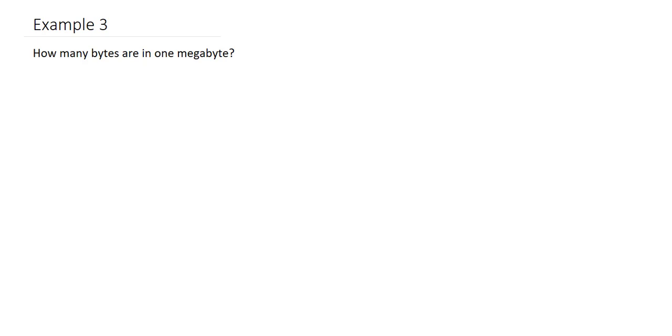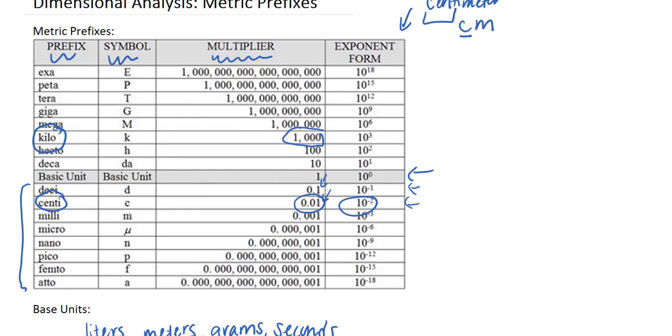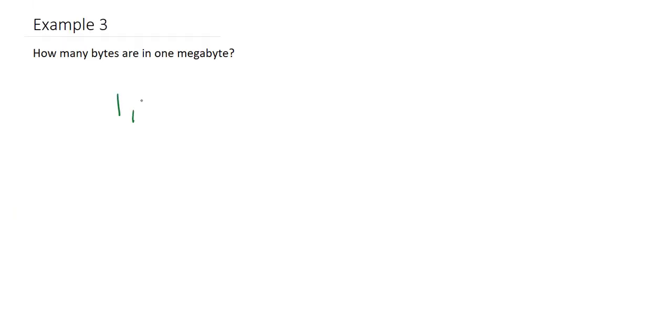Example 3: how many bytes are in 1 megabyte? This is something we see on our phones, like how much storage do we have, how much do apps require. So how many bytes are in a megabyte? If we look on our table, we see mega is right here, which is a big M. We've definitely seen MB before, especially on our phones. If we look at megabyte, we have 1,000,000. So that means there are 1,000,000 bytes, which is equal to 1 megabyte.